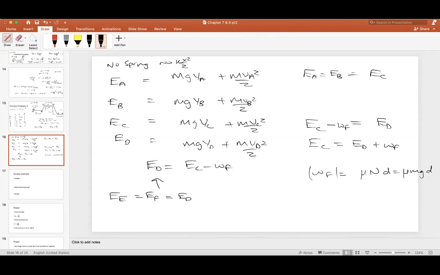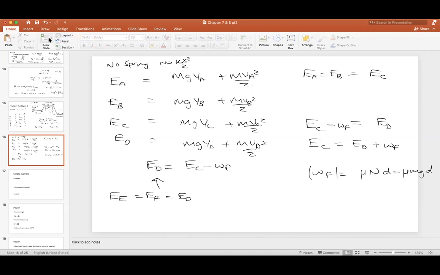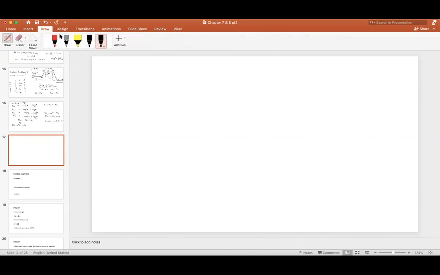So we're going to do something a little weird. We're going to write the energy at A, B, C, D, E, and F, and we'll see. This is what the energy is. We're going to write what V is, we're going to write what Y is, and we're going to write mgy plus mv squared over 2 for these, sorry.